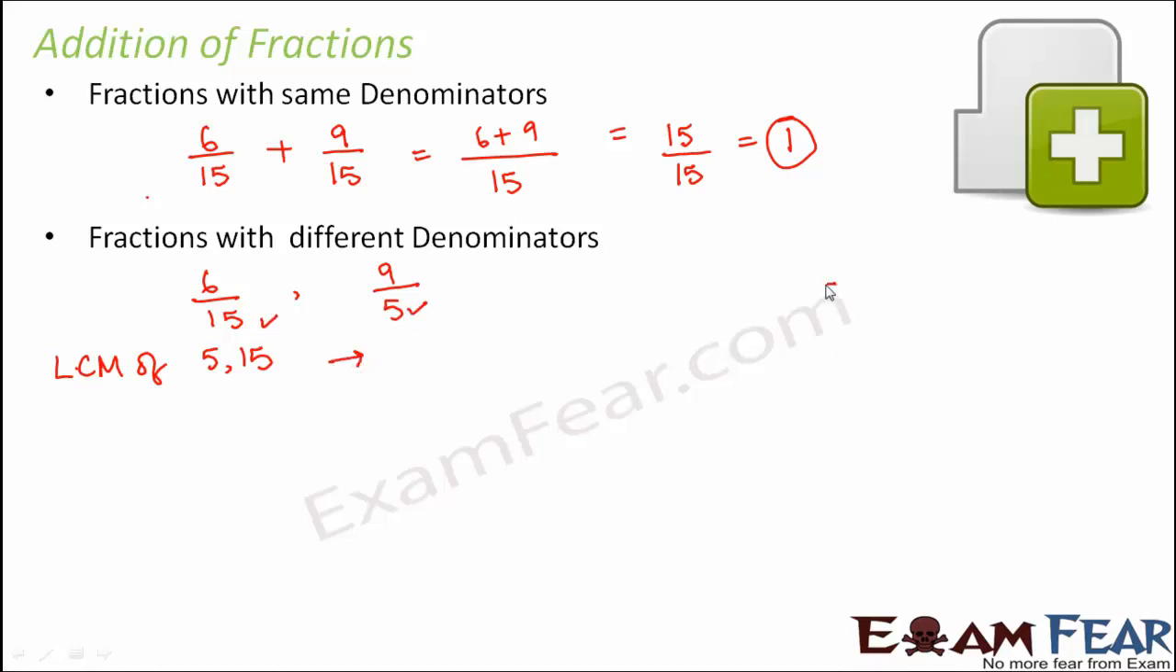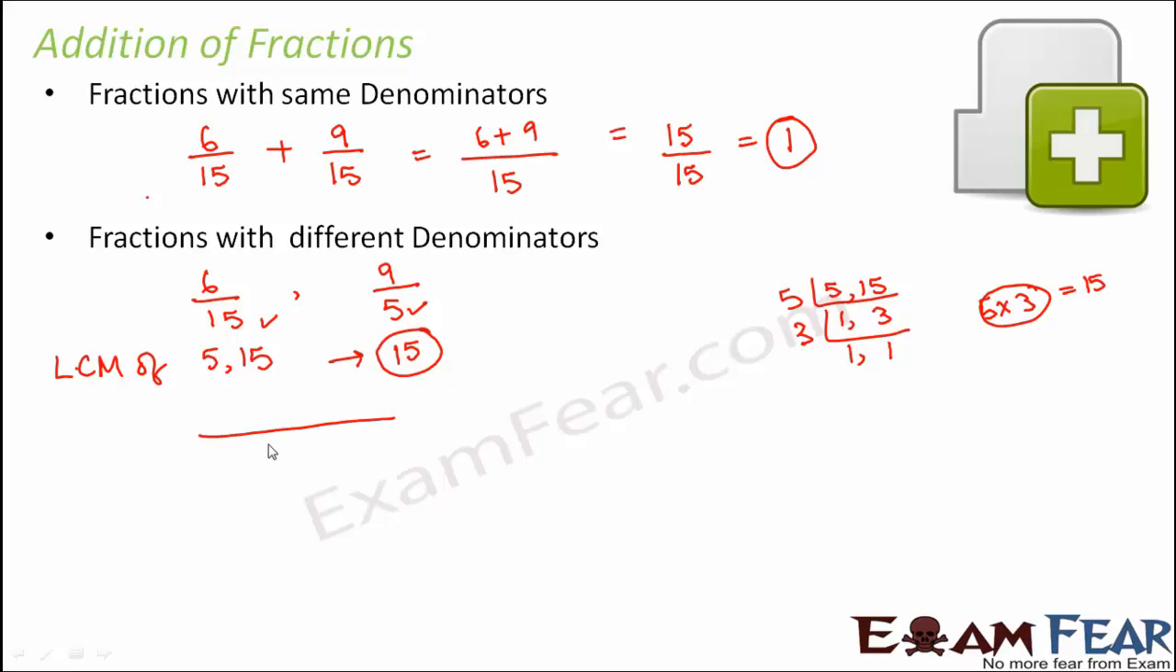What would be the LCM of 5 and 15? This is how we find the LCM: 5 ones are 5, 5 threes are 15, then 3 ones are 3. So the LCM would be 5 into 3, which is equal to 15. So the LCM of 5 and 15 is 15. Once you have taken the LCM, this LCM is going to be the denominator in the result. So this would be 15.